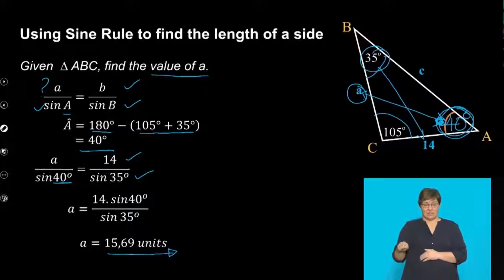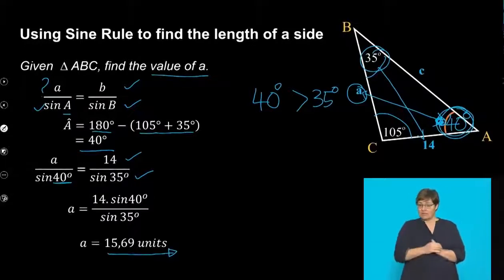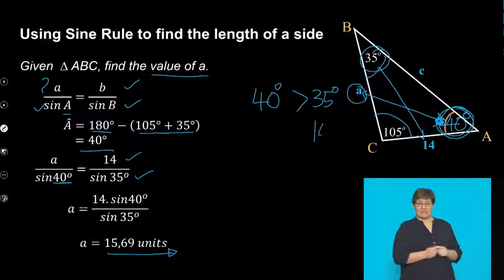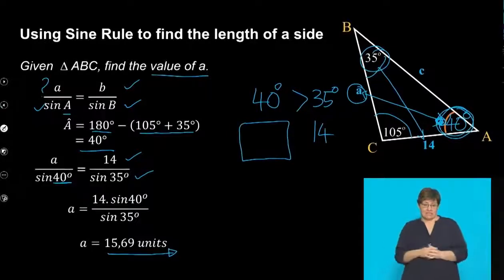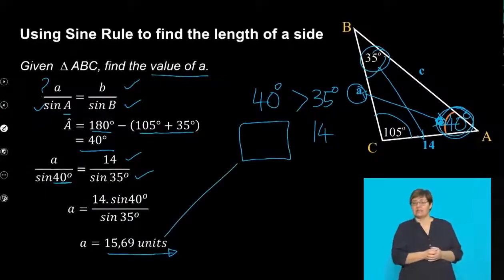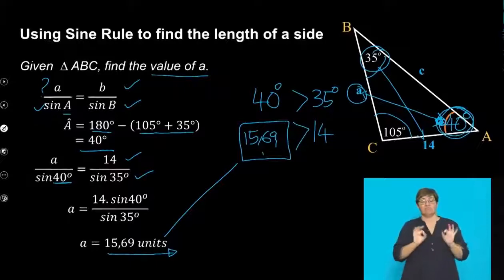And the side we found now was across the angle A with the size of 40. Angle A had a value of 40 degrees. And 40 degrees is greater than 35 degrees. And the side across 35 degrees was 14 units. So we need to check that the answer we found now is greater than 14. And if you look at our answer from here, 15,69 is greater than 14, which means our answers do make sense.